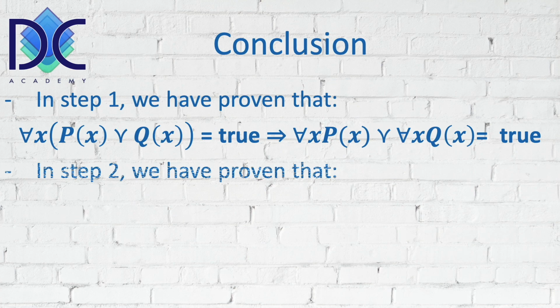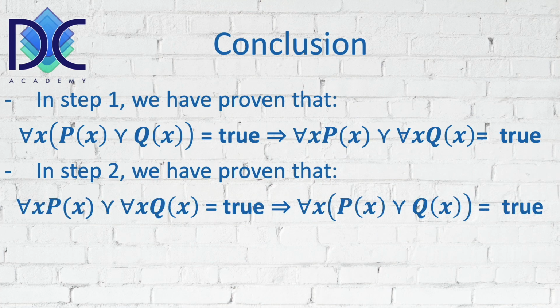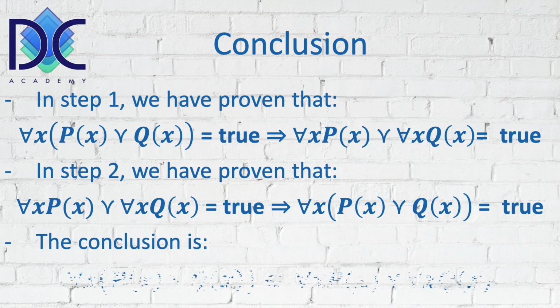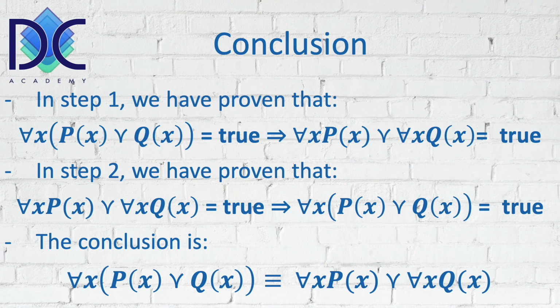In step 2, we have proven the other direction. So we have proven that when for all x, p(x) or for all x, q(x) is true, then for all x, the disjunction of p(x) and q(x) is also true. Based on this proof, we can conclude that both of these expressions are equivalent, and we can write the equivalence.